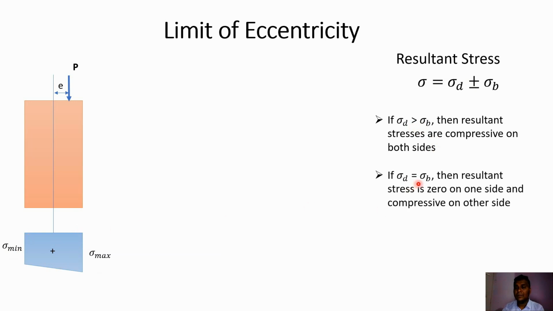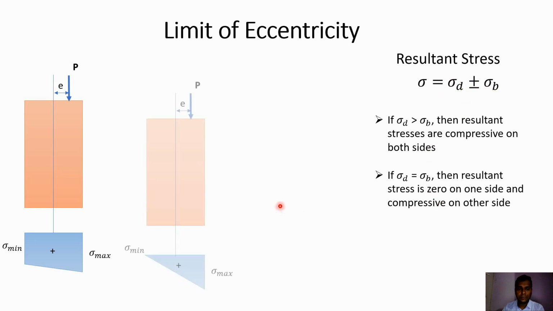If we have sigma d equal to sigma b, meaning whatever direct stresses we have are equal to the bending stresses, then you will get either twice sigma d or twice sigma b if both are positive. If we use the minus sign, in that case it will be 0. So the minimum stress will be 0 and the maximum stress will be twice of either sigma d or sigma b.